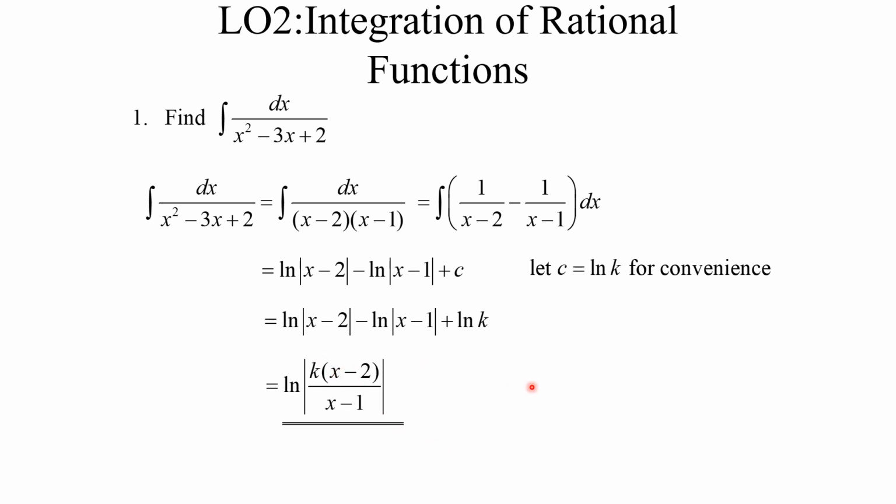Recall the basics of ln, which we visited in last week's tutorial. ln a minus ln b plus ln c gives ln of a over b, so here it is ln|x minus 2| over |x minus 1|, multiplied by k. So you can summarize your answer as this. And when you write ln, please do not forget to put the modulus, as that's how a ln function should be written.